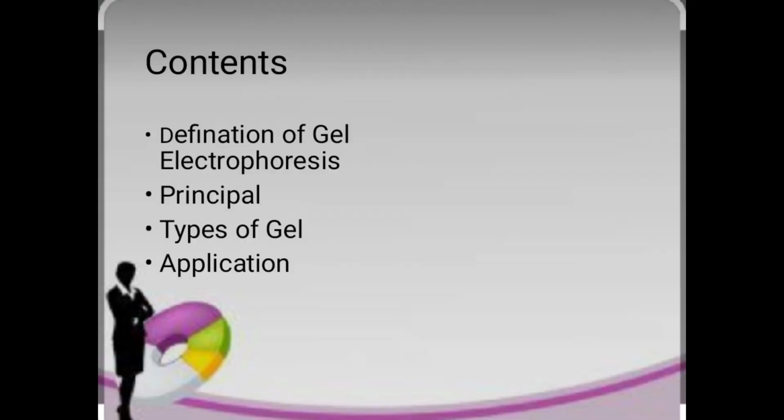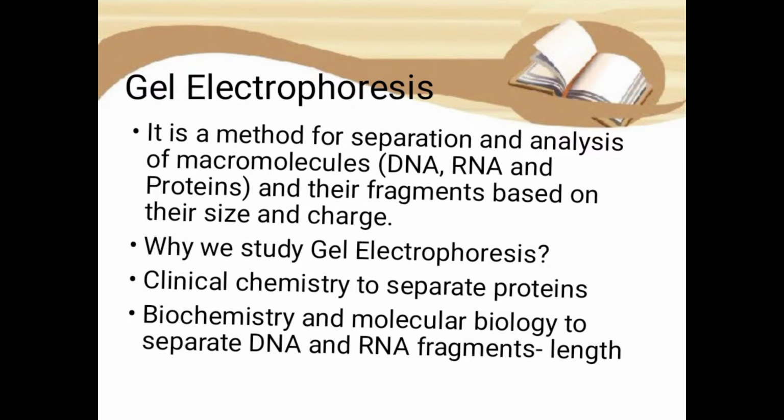Friends, in gel electrophoresis, we will see what gel electrophoresis is, the principle of gel electrophoresis, types of gel, and their applications. Gel electrophoresis. What is gel electrophoresis? It is a method for separation and analysis of macromolecules, DNA, RNA, and proteins, and their fragments based on their size.